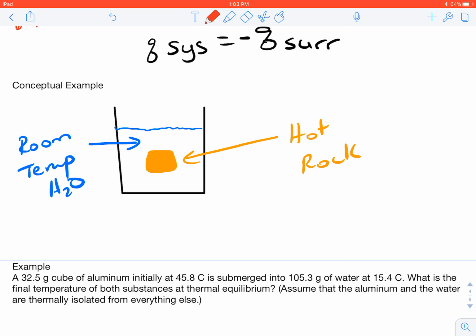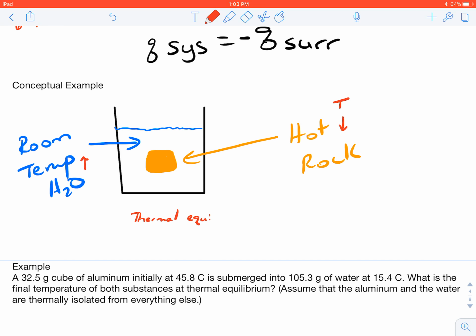To look at that as a conceptual example and also to help us with our example below, let's say we have a piece of rock, a hot rock that we've heated up to a certain temperature. We're going to drop it into room temperature water. So the temperature of the water is going to go up because it's absorbing the heat that is being lost by the hot rock, and its temperature will go down. And eventually we'll get to what is called a thermal equilibrium.